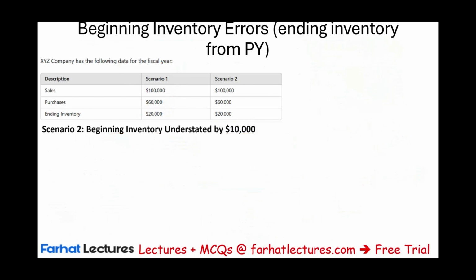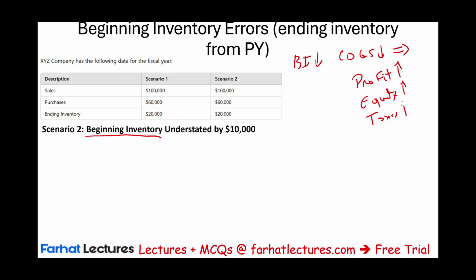Now let's work scenario 2. Now we understated beginning inventory. So if beginning inventory is understated, cost of goods sold is understated. It means profit is overstated. It means equity is overstated. It means the amount of taxes we pay, we have to pay more. Let's take a look at it.